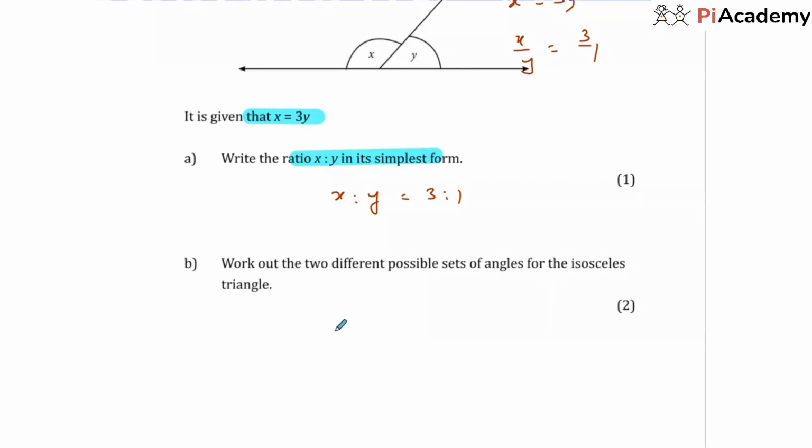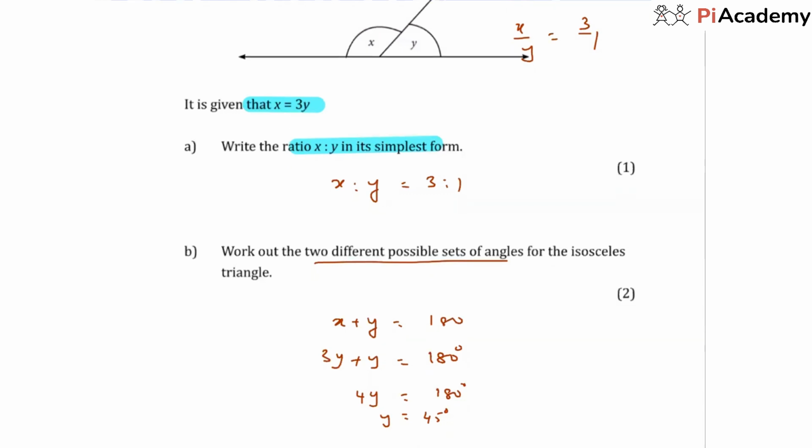You know that x plus y is equal to 180 degrees. So you know x equal to 3y. So 3y plus y is equal to 180 degrees. So 4y is equal to 180. So y is equal to 45 degrees. So what are the possible answers? What are the two different possible sets of angles?